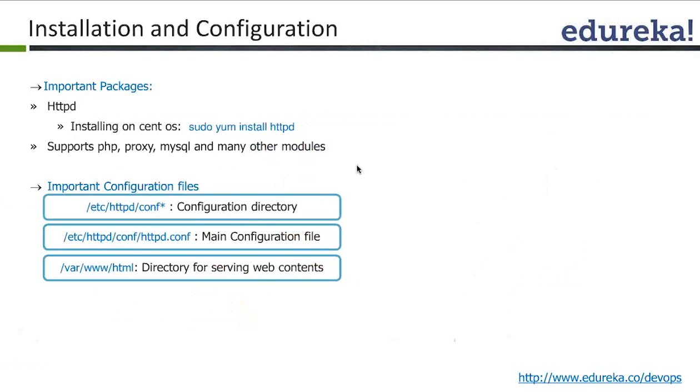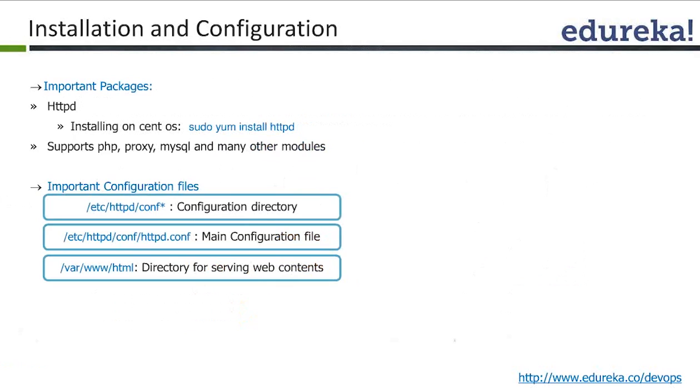Now, the configuration of Apache is a very simple thing. You have to install your web server. If it's CentOS, it's going to be the httpd installation.